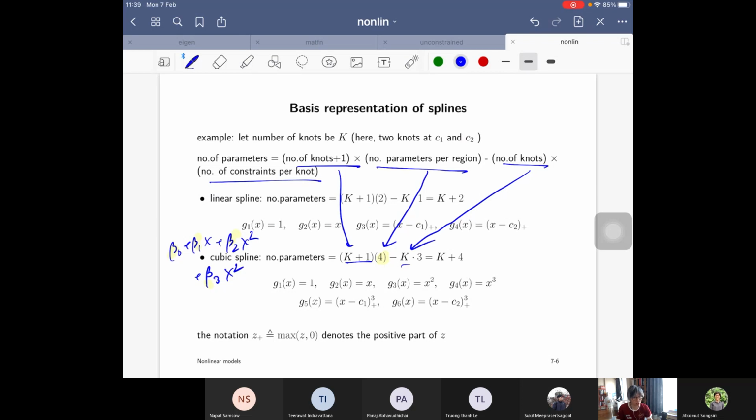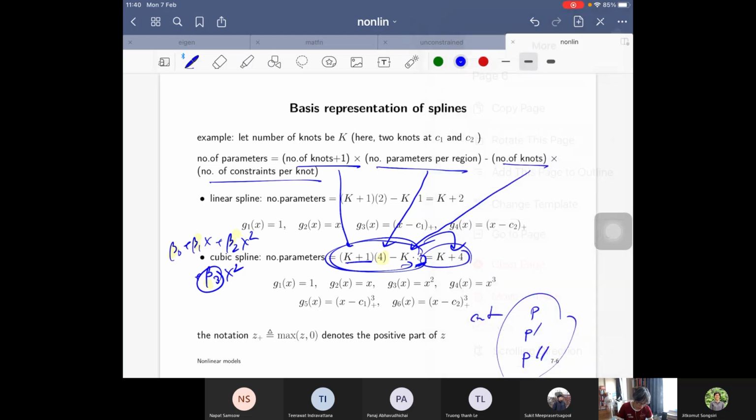If you have a cubic polynomial, so it's third degree, you have 3 constraints per knot. The first one is continuity in P. The second one is continuity in P prime. The third one is continuity in P double prime. So that's why here it is 3 constraints. You work this out, and it turns out to be k plus 4. So the cubic spline with k knots will have a total degree of freedom of k plus 4.